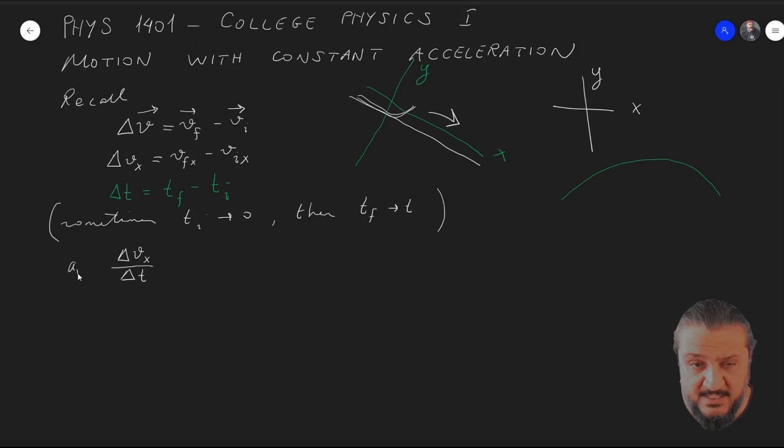So a average x. But today we're going to focus on constant acceleration. So what is constant acceleration? That's when the value of the instantaneous acceleration is equal to the average acceleration.